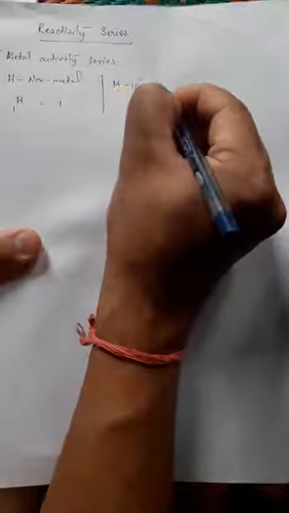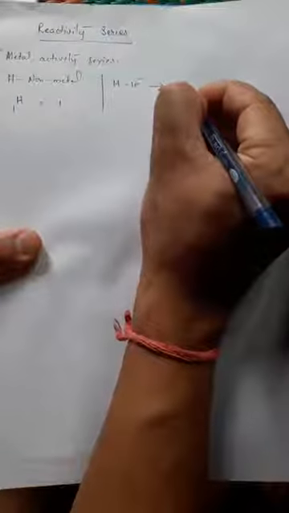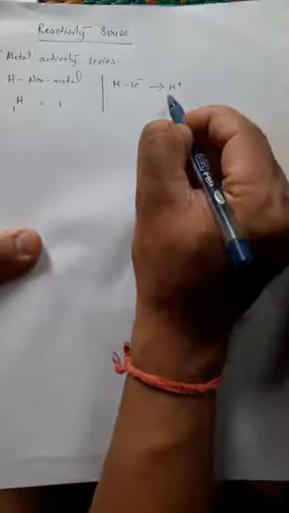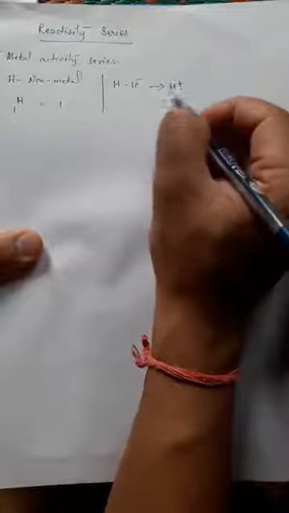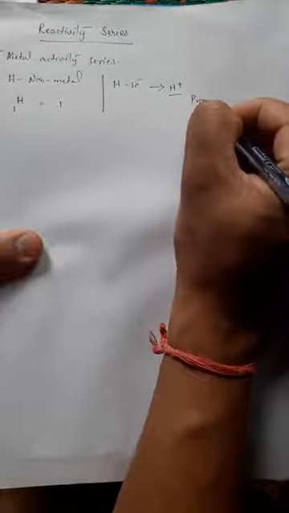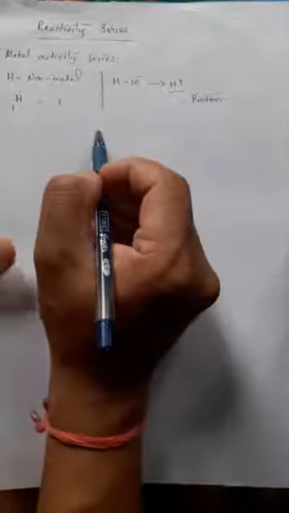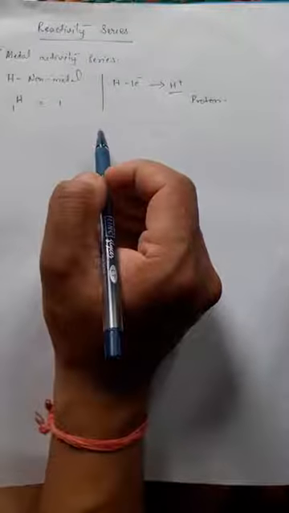Let's see how it does that. Hydrogen minus 1e becomes H+. So it means that this is a hydrogen cation. It is similar to a proton. It has a positive one charge. That is why hydrogen is placed in the metal activity series. Now let's see the metal activity series.